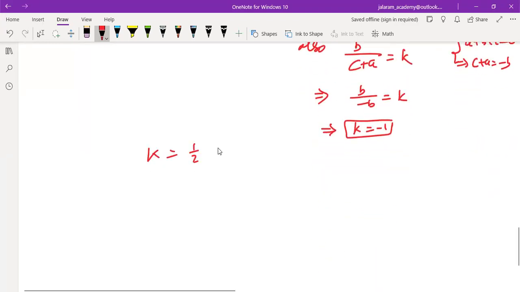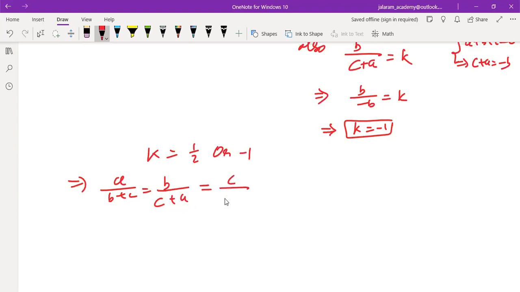So K equals to half or minus 1, that is A upon B plus C equals to B upon C plus A equals to C upon A plus B equals to half or minus 1. Finally, write this line, hence proved.